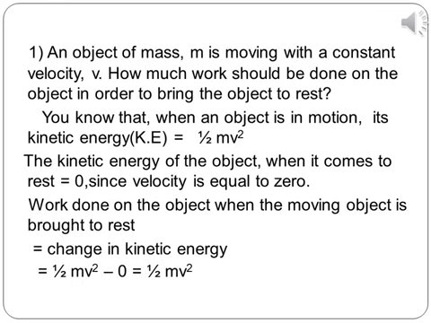Question number 1. An object of mass m is moving with a constant velocity v. How much work should be done on the object in order to bring the object to rest? You know that when an object is in motion, its kinetic energy KE is equal to 1/2 mv square, where m is the mass and v is the velocity of the object.